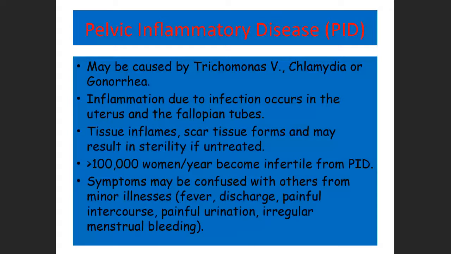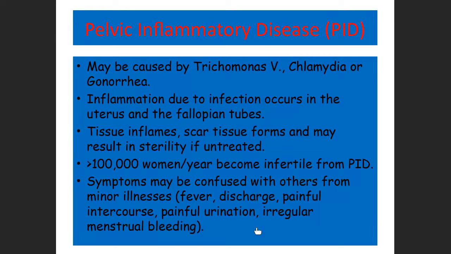Okay, pelvic inflammatory disease. Pelvic inflammatory disease is an inflammation due to infection that occurs in the uterus and fallopian tubes, okay? It can be caused by untreated diseases such as trichomonas vaginalis, chlamydia, or gonorrhea, okay? What happens is that the tissue in the uterus gets so inflamed that it starts becoming scar tissue, and then eventually the woman becomes sterile from the STD that went untreated for so long, okay?